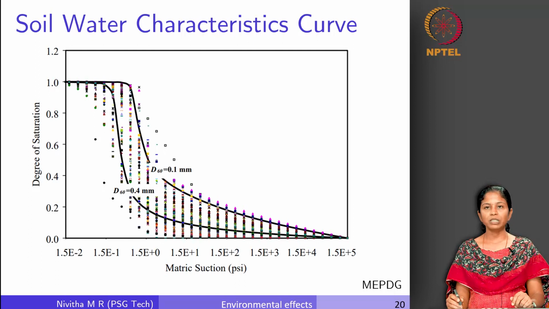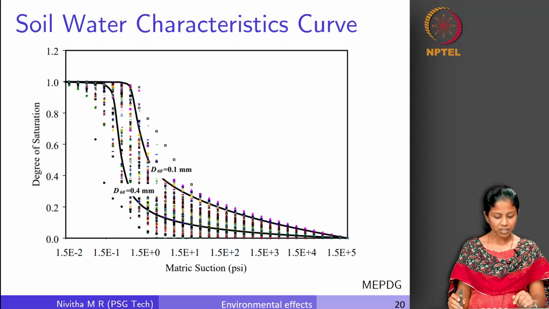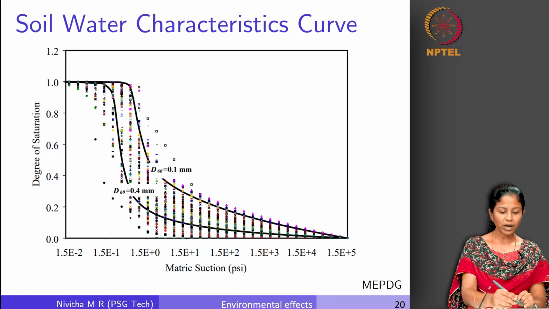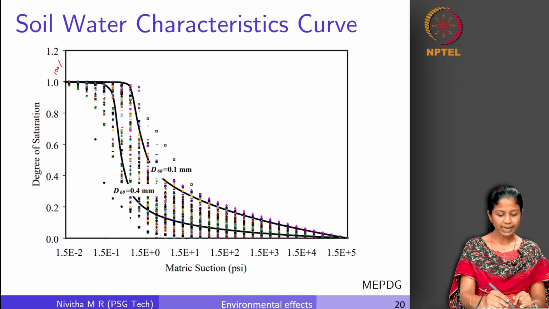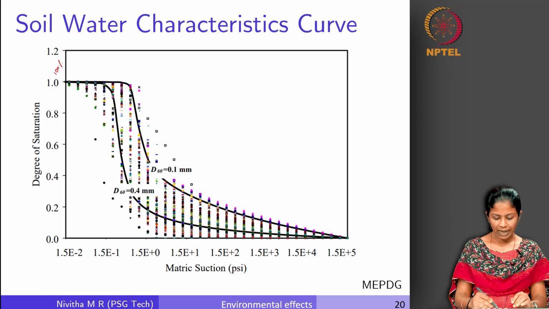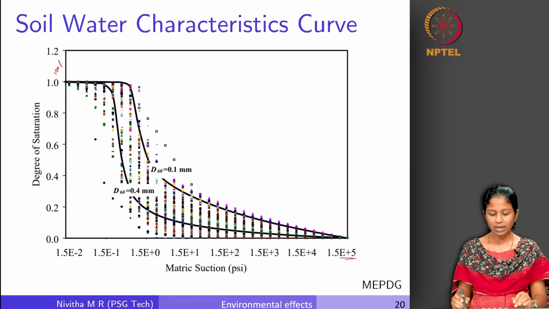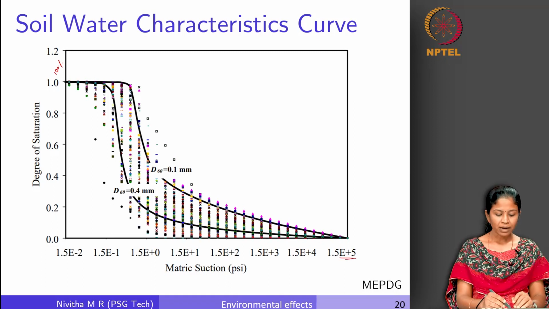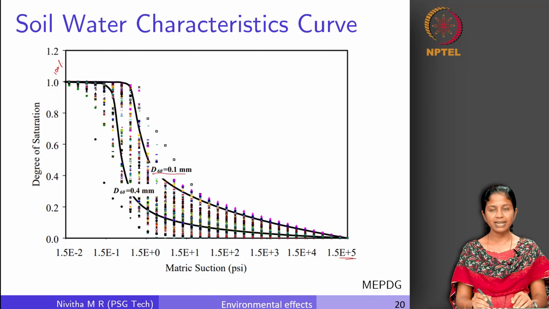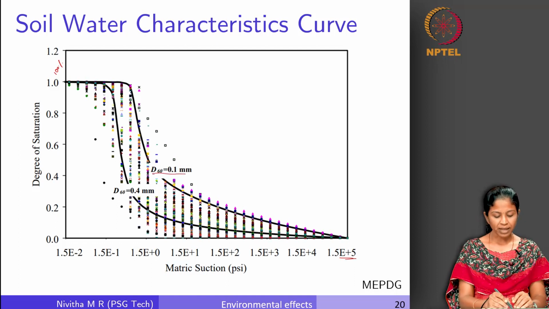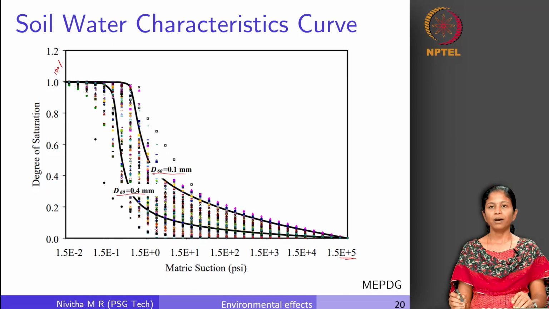So this could also be expressed in terms of degree of saturation. When the degree of saturation is 1 or when it is 100%, the matric suction is very less, right, then it increases, you can see here, and then when the degree of saturation is very less, this value is substantially higher. Again, depending upon the gradation of the soil, this is for a soil which has a D60 of 0.1 mm and this is for a soil which has a D60 of 0.4 mm.